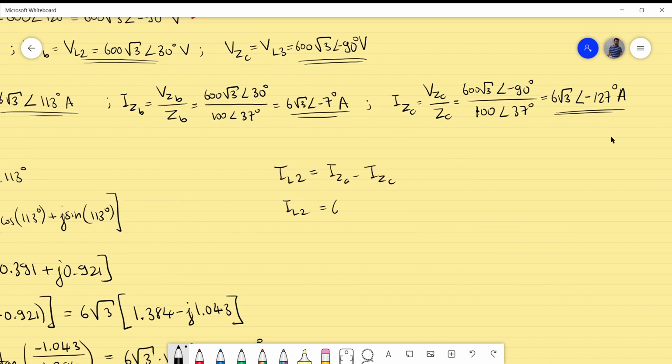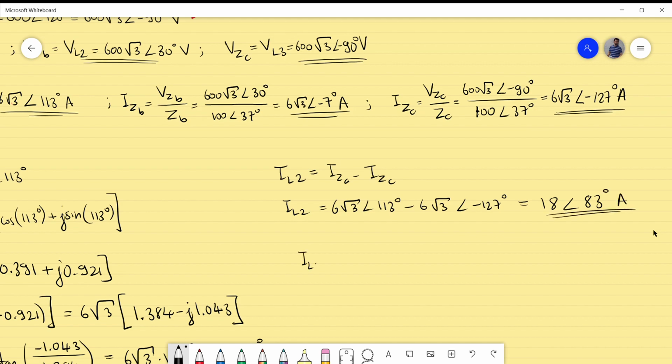So this is 6 times square root of 3 phase 130 minus again 6 square root of 3 phase minus 127 degrees. Again, do the math with converting the polar notation to rectangular notation and everything. You group them, real parts and imaginary parts, and simplify the expression. You will have 18 phase 83 degrees.